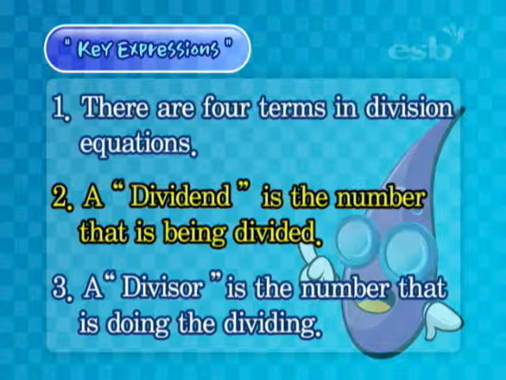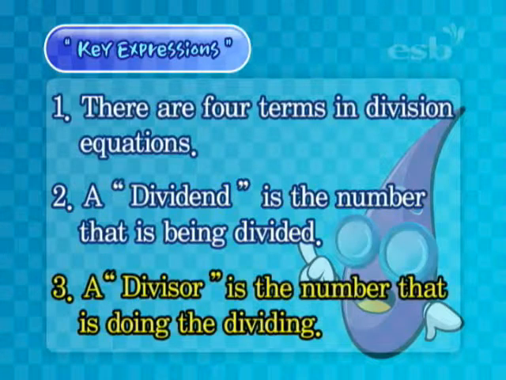Number 2. A dividend is the number that is being divided. Number 3. A divisor is the number that is doing the dividing.